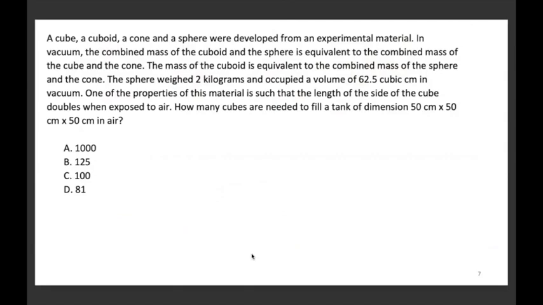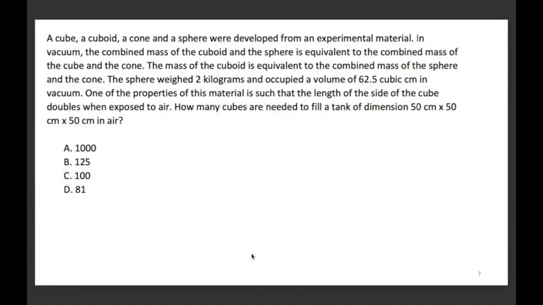A cube, a cuboid, a cone, and a sphere are developed from an experimental material. In vacuum, the combined mass of the cuboid and the sphere is equivalent to the combined mass of cube and cone. The mass of cuboid is equivalent to the combined mass of sphere and cone. The sphere weighs 2 kilos and occupies a volume of 62.5 cubic centimeters in vacuum. One of the properties of this material is such that the length of the cube doubles when exposed to air. How many cubes are needed to fill the tank of 50 by 50 by 50 centimeters in air?